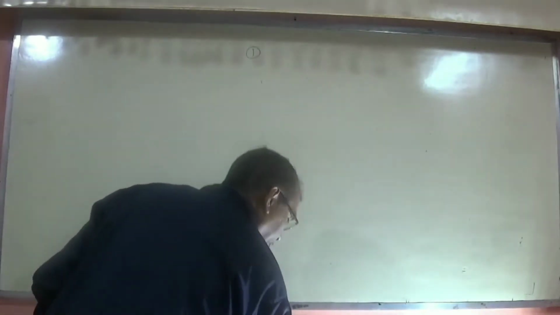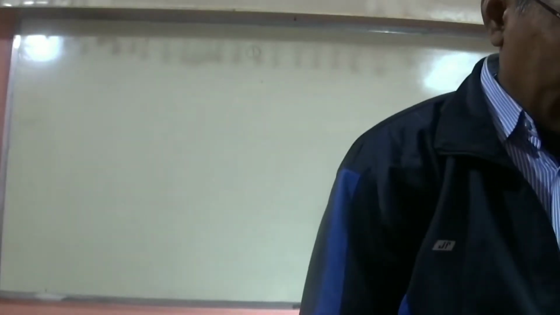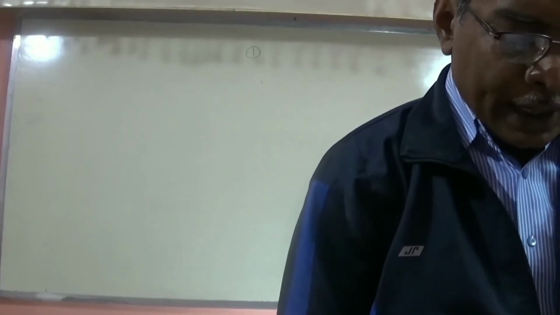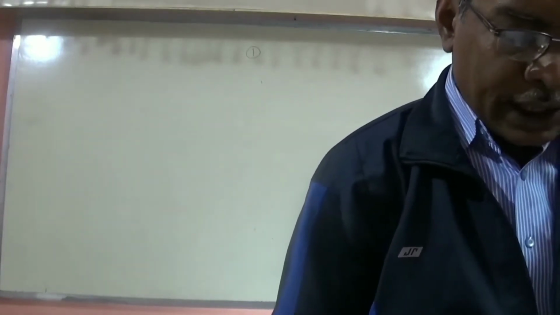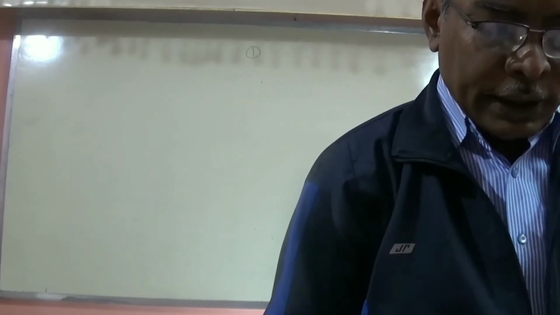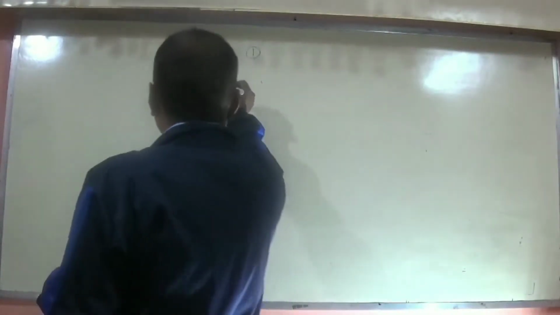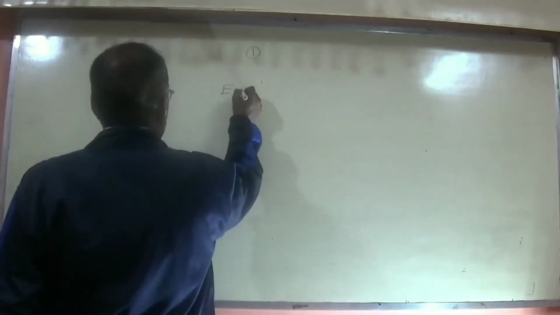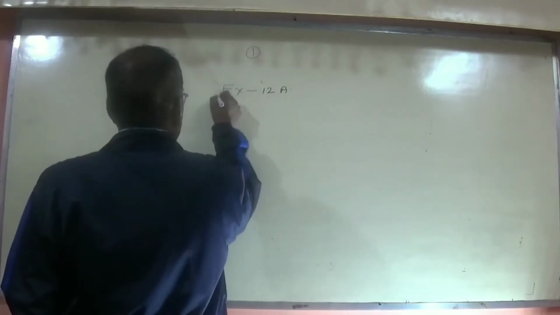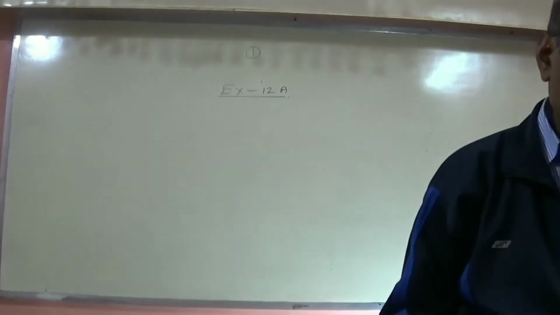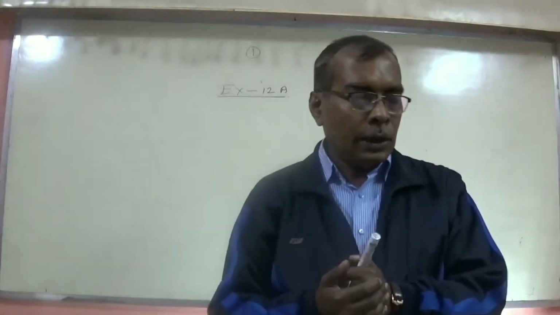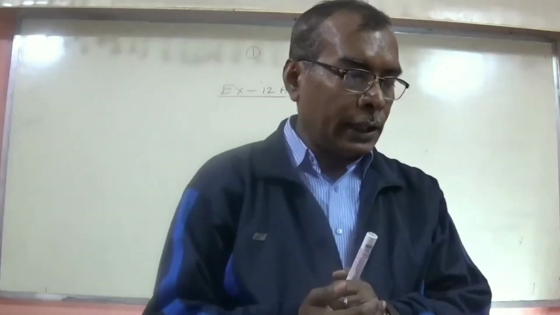So I think it is clear what is the meaning of direct variation and inverse variation. Now I am going to solve a few questions based on direct variation and inverse variation. It is given in your book as exercise 12A. There are two exercises, first 12A, then afterward 12B. In exercise 12A there are only 15 questions. I am going to do it in one class only. Try to solve it.